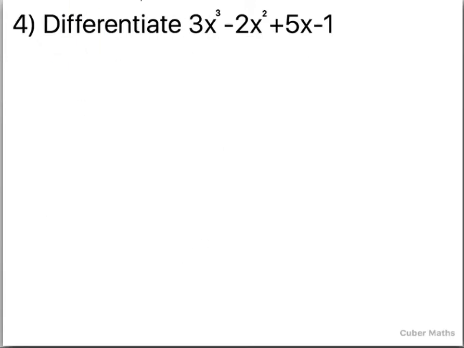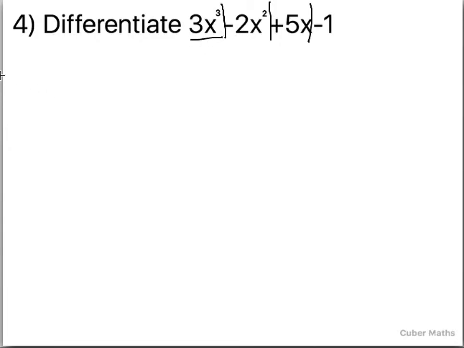Okay, so here we have our fourth problem, and it says differentiate 3x cubed minus 2x squared, add 5x minus 1. Now we're going to do exactly the same and split it. So we're going to split it here to give us 3x cubed, down here to give us minus 2x squared, and here to give us plus 5x, and then minus 1.